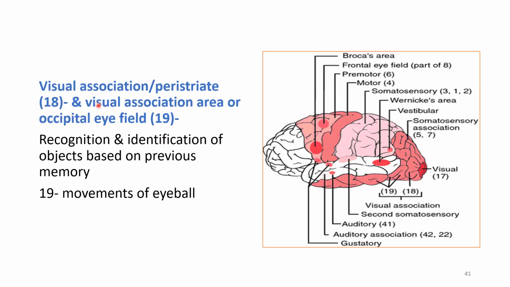Then coming to the visual association area or peristriate area, area number 18. And the visual association area or occipital eye field, area number 19. It is for recognition. These both are for recognition and identification of the objects based on previous memory. And 19 is also for movement of the eyeball.